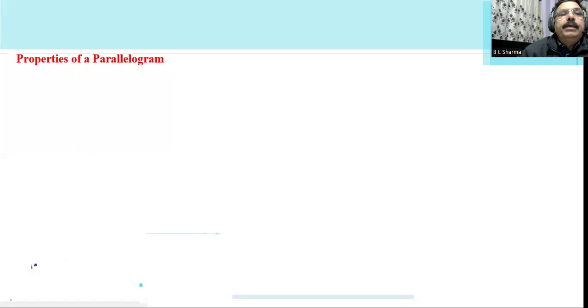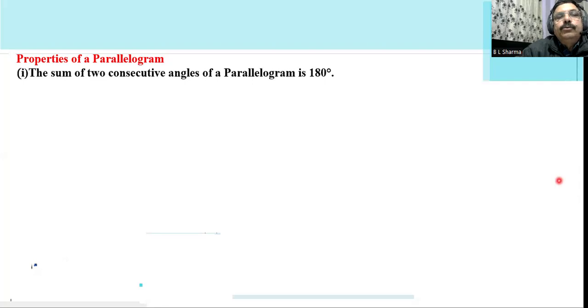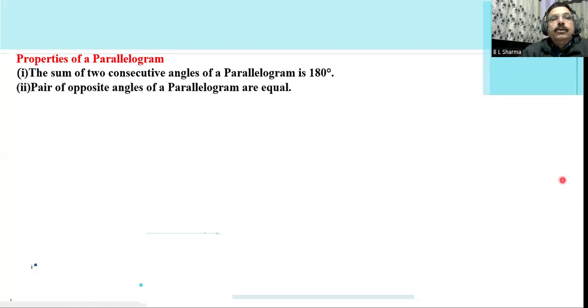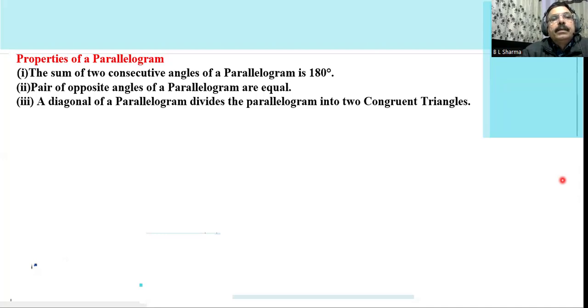एक parallelogram की क्या properties होती है और ये parallelogram क्या होता है देखिएगा. So first property of parallelogram is the sum of two consecutive angles of a parallelogram is 180 degree. The second property, the pair of opposite angles of a parallelogram are equal, means opposite angles are equal.